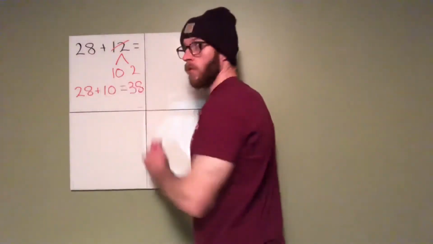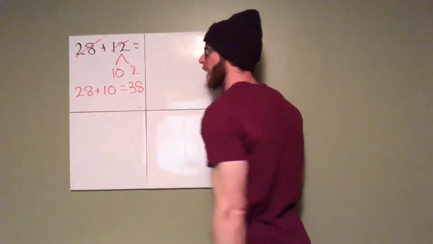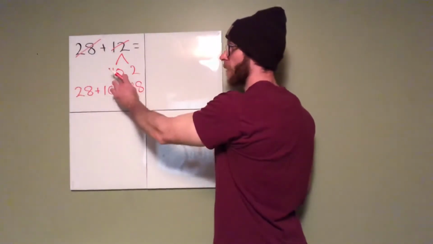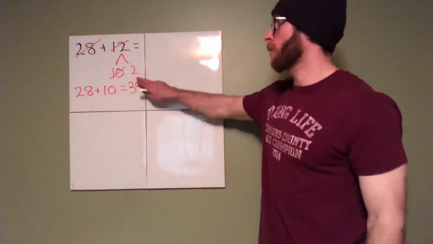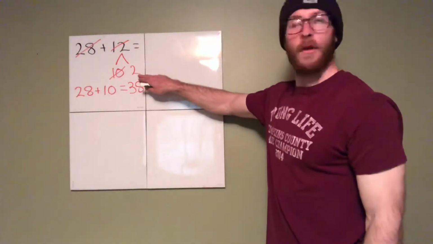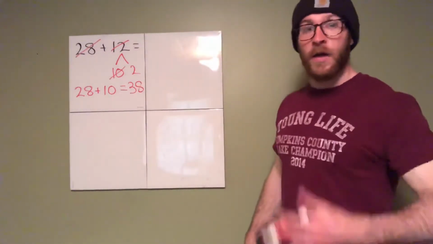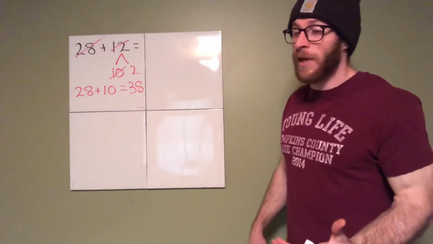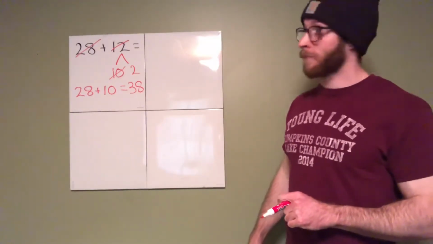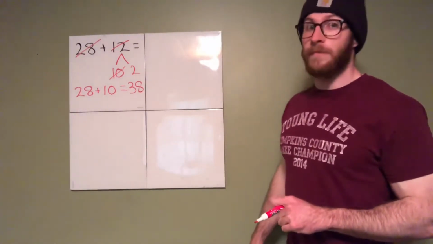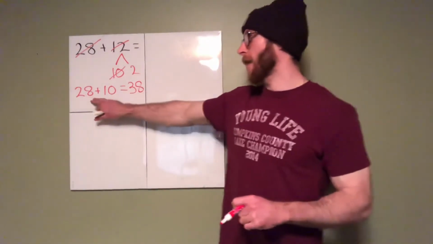Did we use our number 28? Yes, we did. So we already used that. Did we use our number 10? Yes, we did. So we crossed that off. Did we use our number 2? No, we didn't use our number 2 yet. It's the only number I don't have crossed off. So it must mean there's still something I've got to do with that number. What do you think I'm going to do with the number 2? I'm going to add it onto my 38, the answer I got when I added these two together.